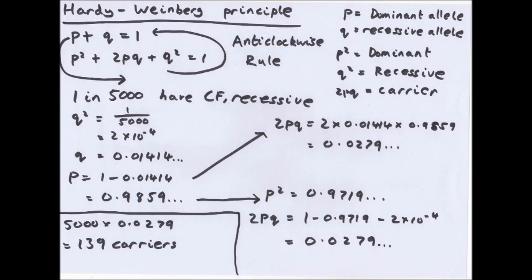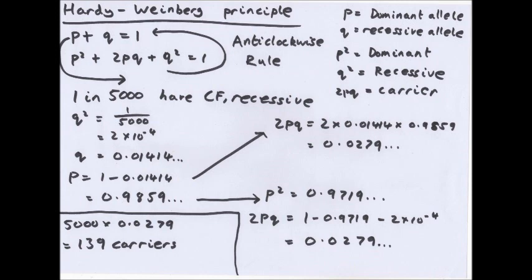So 1 in 5,000 people have cystic fibrosis and it's a recessive disease. So in a population, that means you've got q squared. q squared equals 1 in 5,000, which equals 2 times 10 to the minus 4. Then you want to go in an anti-clockwise motion. So you've got q squared, you then want to work out q, because if you're following that anti-clockwise movement, that's what you get next, q. So you square root 2 times 10 to the minus 4, and you get that number.